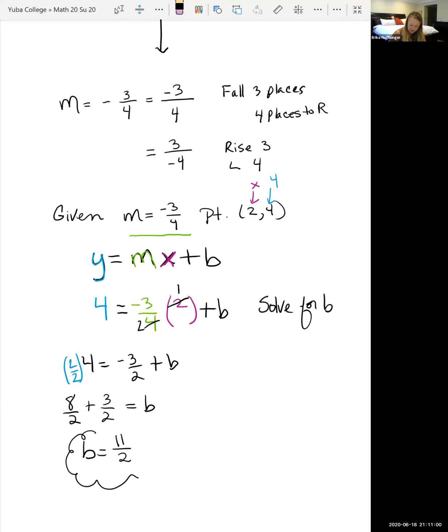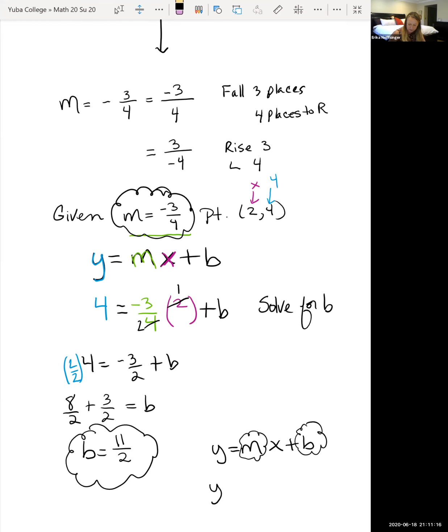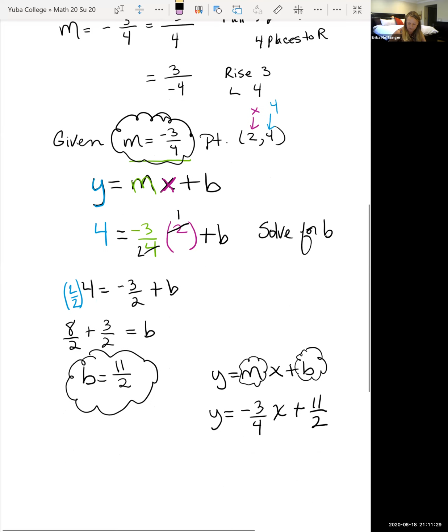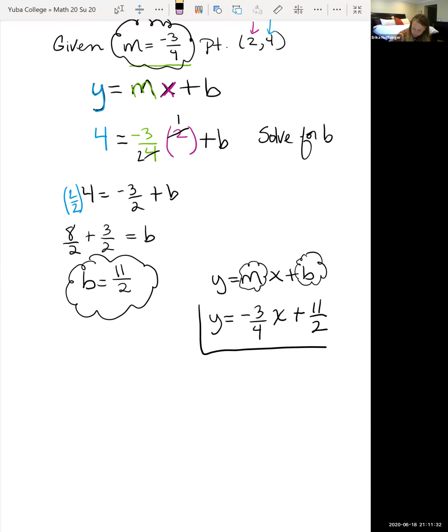So knowing what b is, knowing what m is, let's just go back and plug those in. All right. And so we get y is equal to m, which is negative 3/4, times x plus b. And b, we just found to be 11/2. So that's in our slope-intercept form.